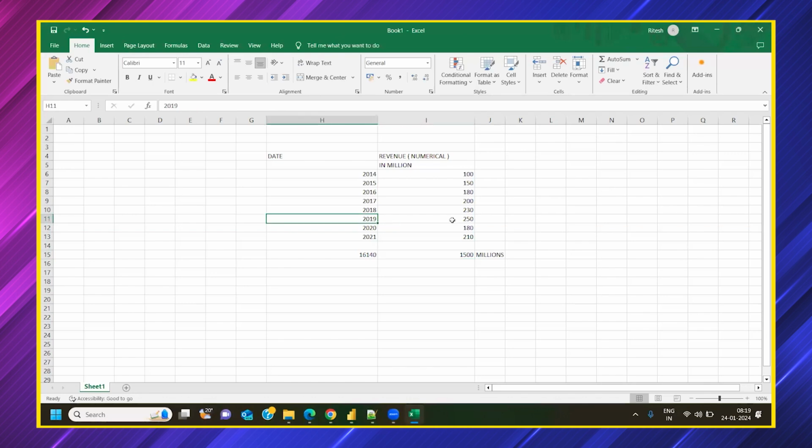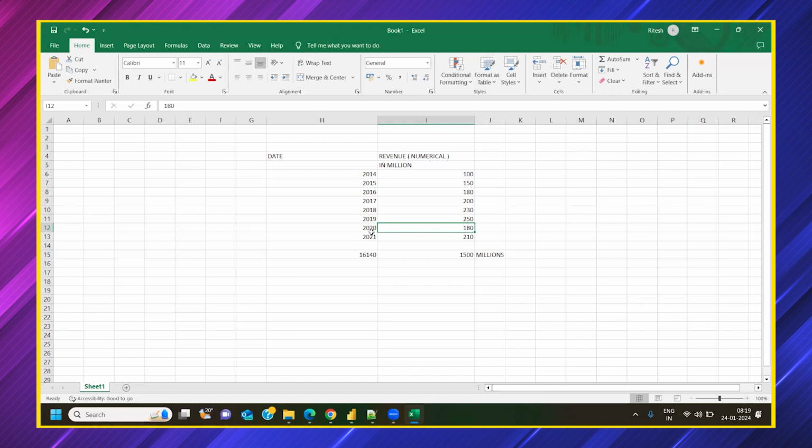Now if you see here, in 2019 there is a drop. You can estimate that if there is a drop, we could have assumed there was COVID in 2020. There was a huge drop from 250 millions to 180 millions in the revenue generated by this organization.